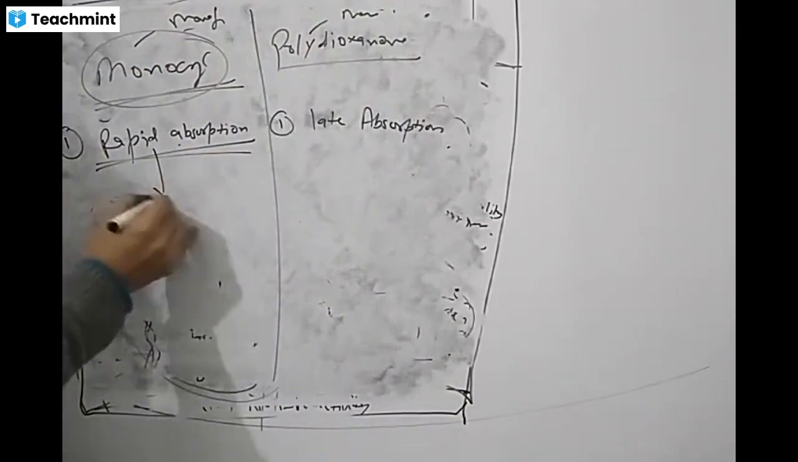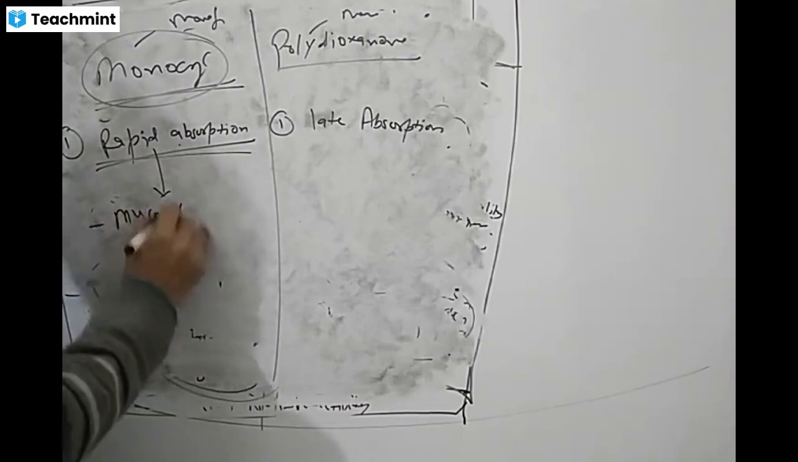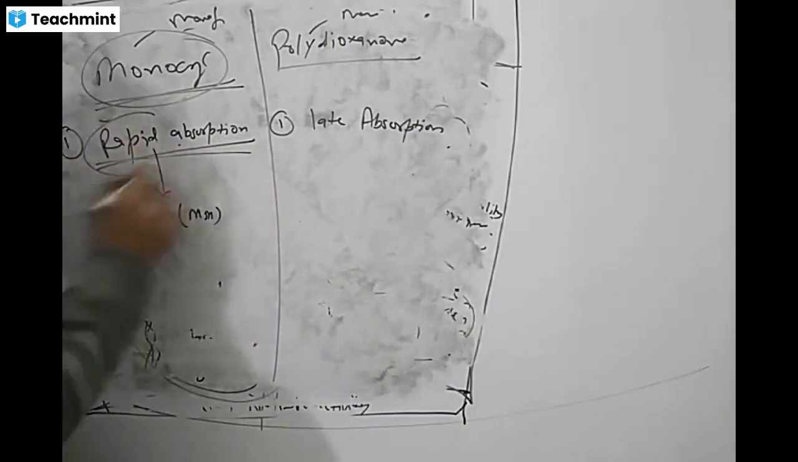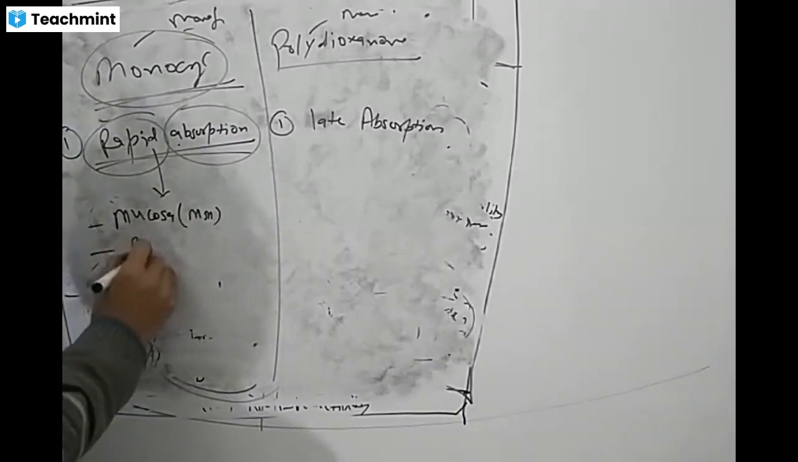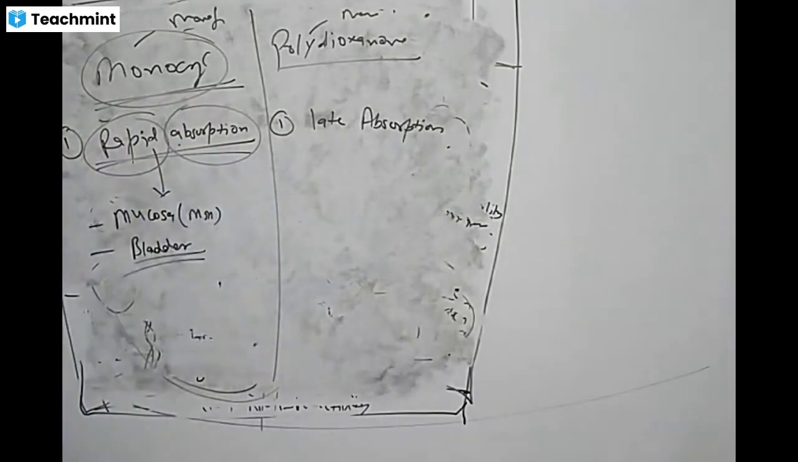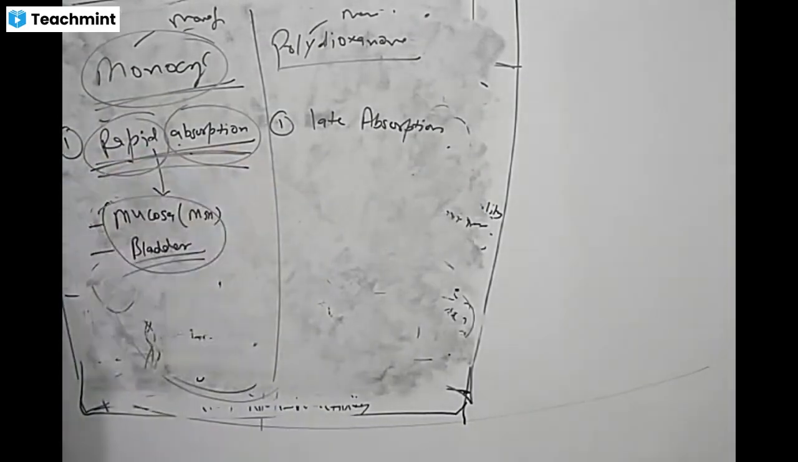With rapid absorption, we can use this filament for those tissues which heal rapidly, like mucosa, any mucous membrane, because mucosa always has better blood supply and heals faster. We can also use it for bladder, because bladder is also a rapidly healing tissue. So at these two places we can use suture material with rapid absorption.